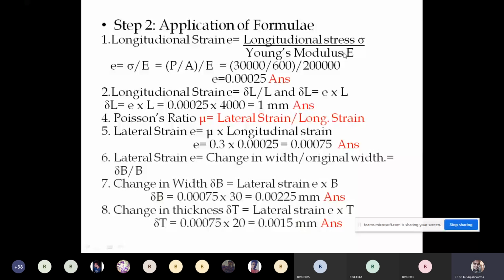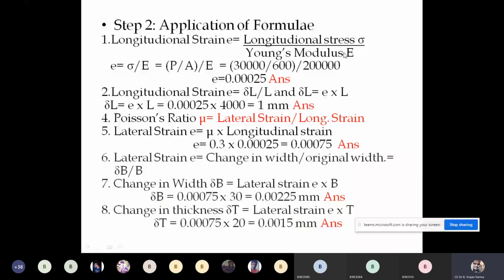Is that okay for you? Okay, the units of width delta B, change in width, is 0.00225 millimeters. So there may be some slight change in the values, don't worry. You will be using some modern calculator, I am using some very old calculator, so there may be some difference in the numerics. Change in thickness, similarly, eighth one, delta T, is equal to lateral strain multiplied by capital T, thickness. Same thing again. Delta T is equal to 0.0075 multiplied by 20. We got the value as 0.0015 millimeters.